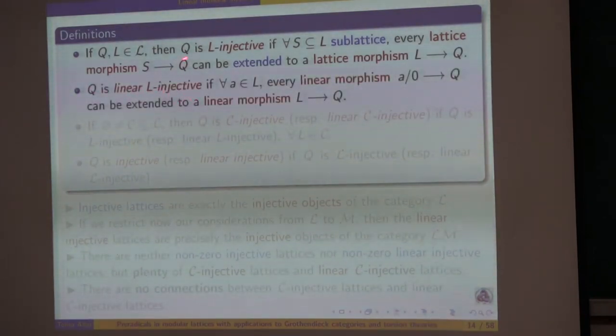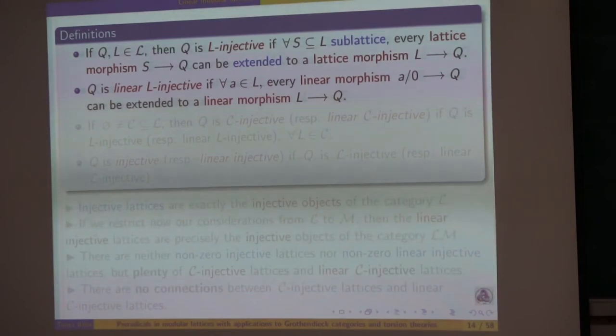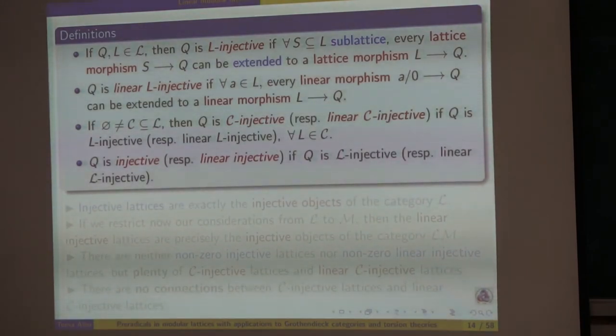Linear injective is defined likewise for any linear morphism. Here we take sublattices given by the initial interval. For any A, we take this initial interval, and any such morphism can be extended to a linear morphism. Now we can do this for a class C: Q is C-injective if it has the same property for any lattice in the class C. So it is injective or linear injective with respect to any of them.